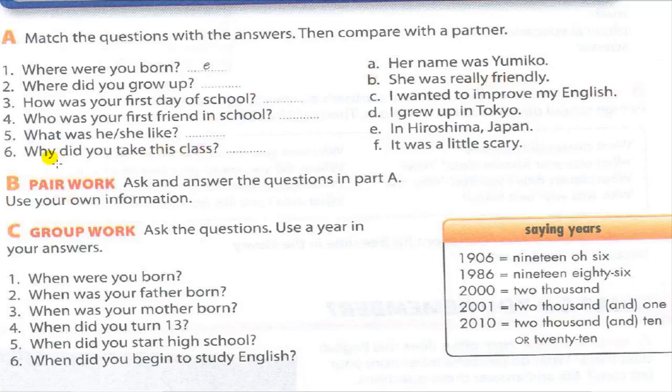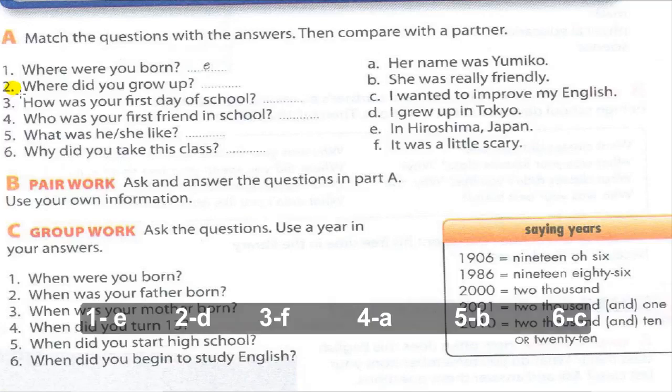Why? I need a reason. C. I wanted to improve my English. I took this class because I wanted to improve my English. The answers, number 1, E, 2, D, 3, F, 4, A, 5, B, 6, C. Again, 1, E, 2, D, 3, F, 4A, 5B, 6C.